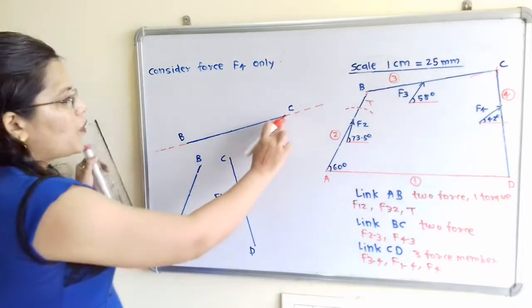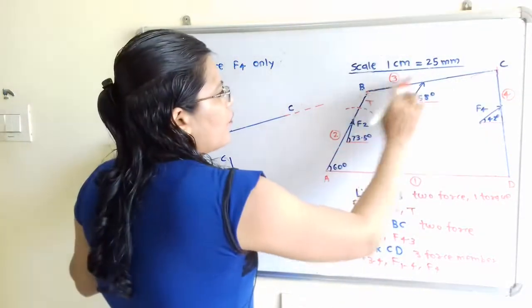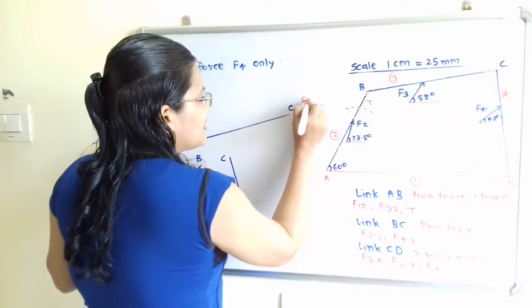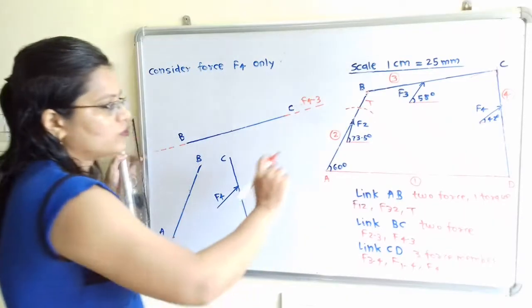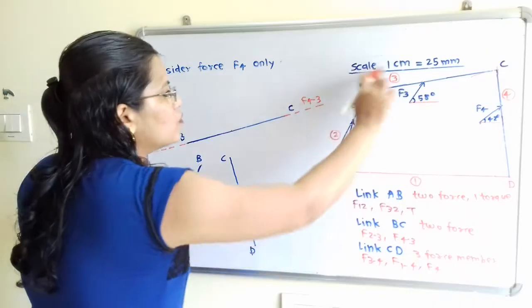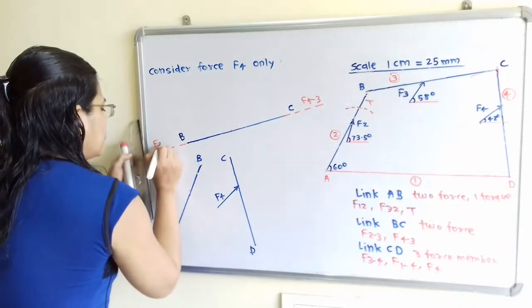So at this point C, which force is there? For this BC, force F4 to 3. So this is the line of action of force F4 to 3. Then through this point B, force transferred F2 to 3, F2 to 3.